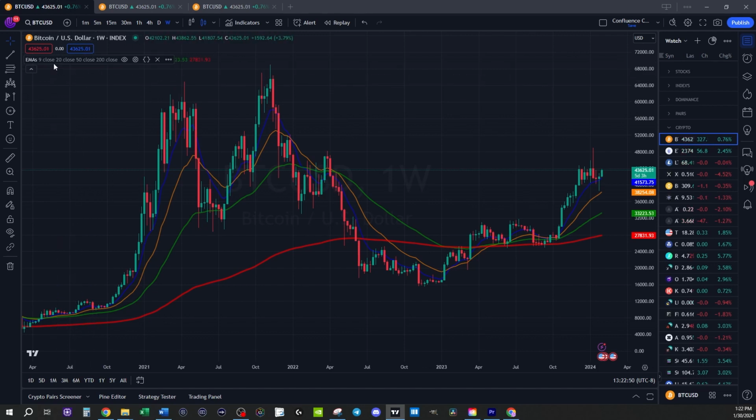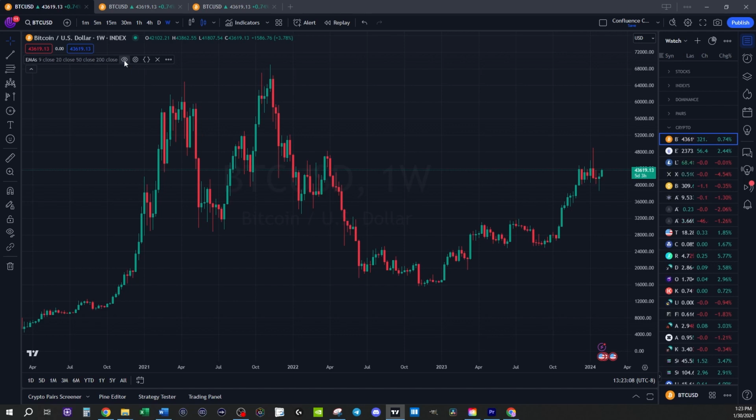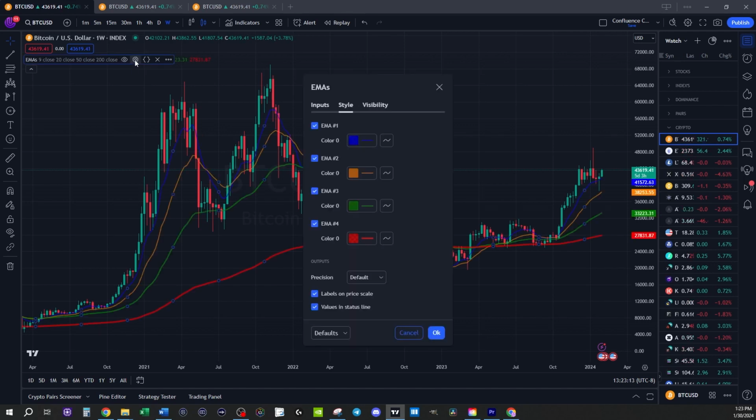So up here, let's go through the basics in the top left. EMA S9 close 20. This small arrow underneath is used to collapse and expand your list of active indicators. When you hover over your indicator, this is where you can edit the settings. The first icon, you can make your indicator visible or hidden for a quick cleanup. Next is the settings wheel. Click on that.